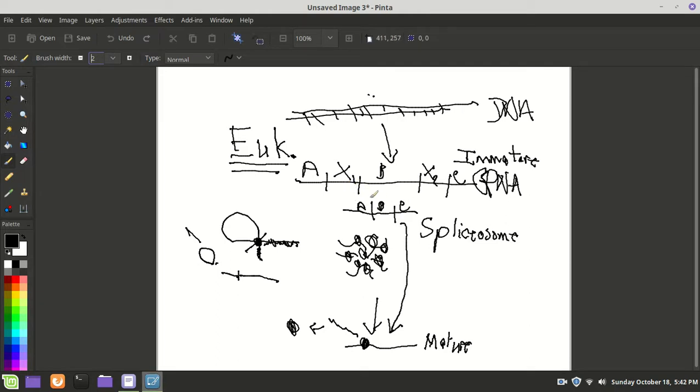So there are some names we need to know. The pieces that you keep are called exons. So this is exon A, exon B, exon C. The pieces you cut out are the introns, so intron X1 and intron X2. And you're going to be splicing. Splicing cuts the introns out and reattaches the exons together.